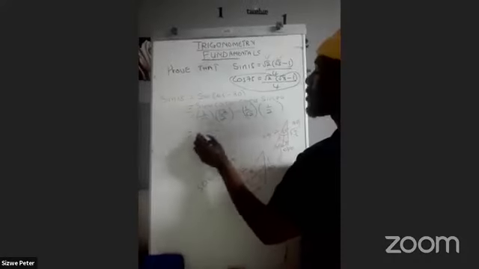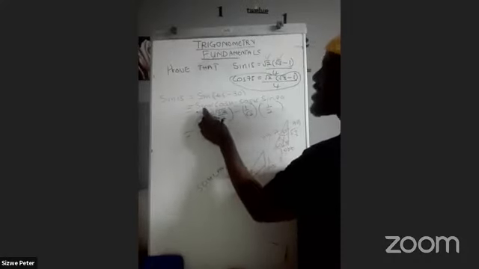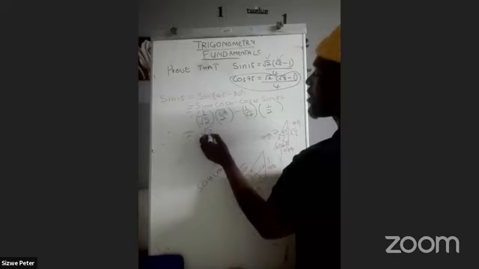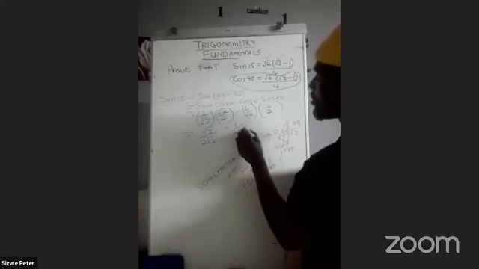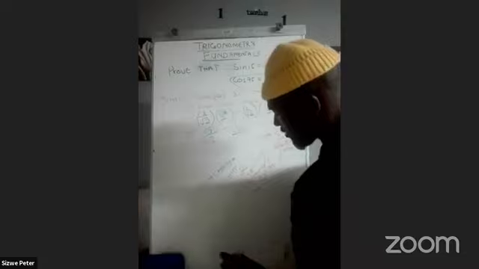Opposite over hypotenuse. What is 1 times square root 3? Multiply numerator by numerator, multiply denominator by denominator. 1 times square root 3 is square root 3. 2 times square root 2 is 2 square root 2. 1 times 1, 2 times square root 2, 2 square root 2. Are we fine so far?